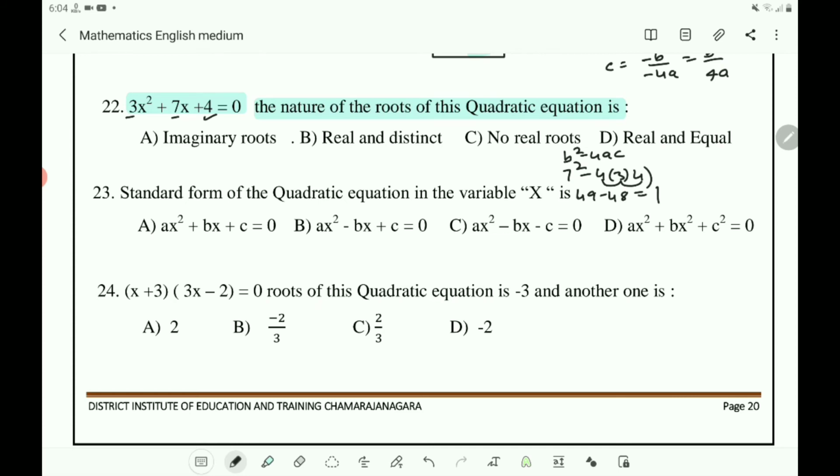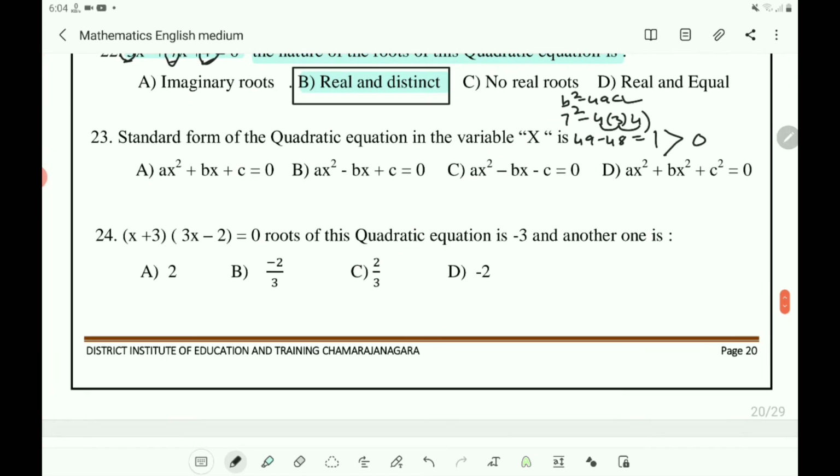So 49 minus 48 equals 1, which is greater than 0. So the roots are real and distinct. Roots are real and distinct. So you take option B as the answer. Here to discuss the nature of the roots, we have to find the value of b squared minus 4ac, where b is the coefficient of x, a is the coefficient of x squared, and c is the constant.